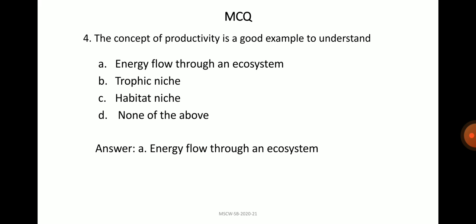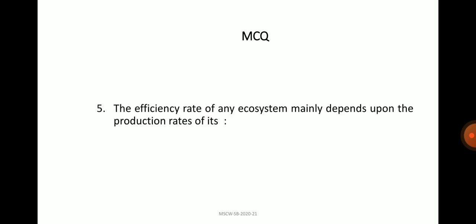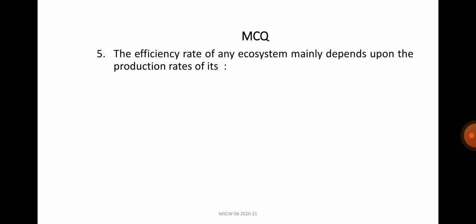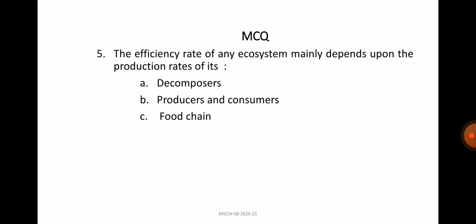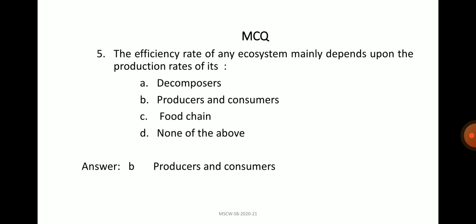So answer is A. One more question is, the efficiency rate of any ecosystem mainly depends upon the production rates of its, options are A, decomposers, B, producers and consumers, C, food chain, and D, none of the above. So the answer will be B, that is option B, producers and consumers.